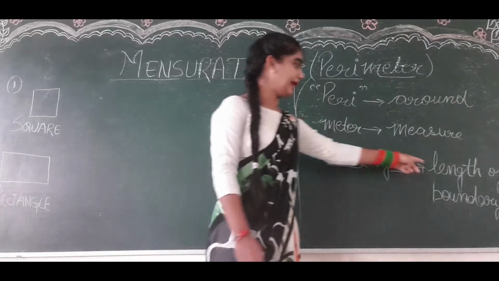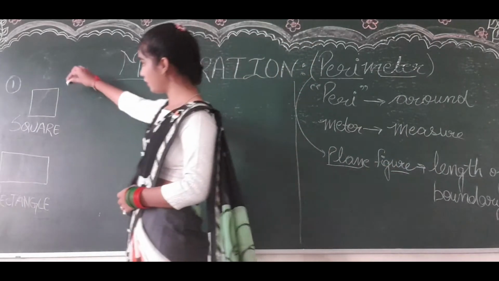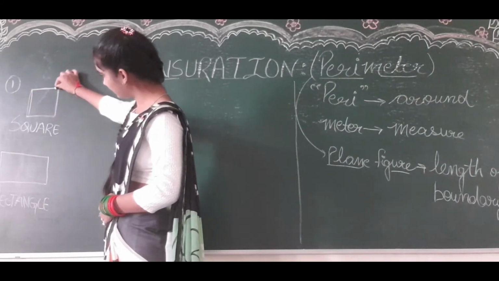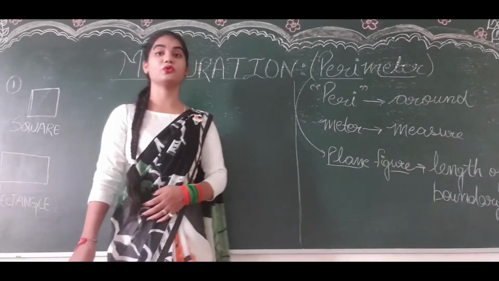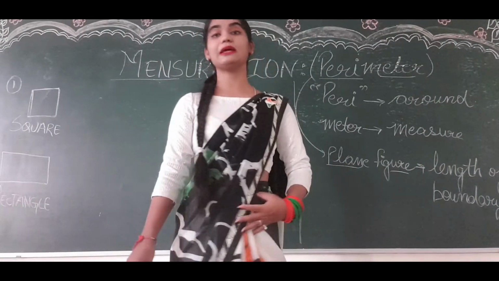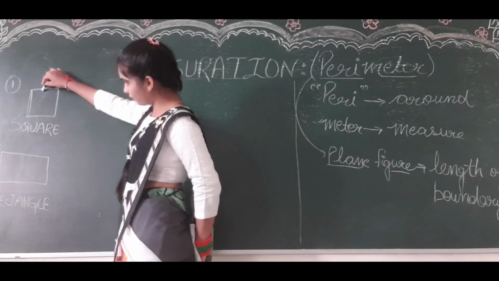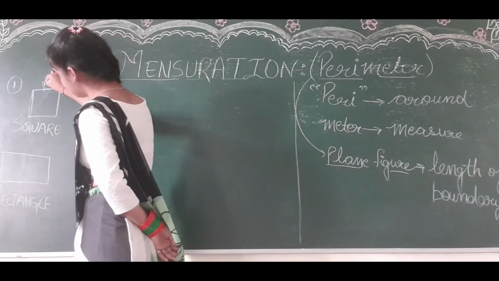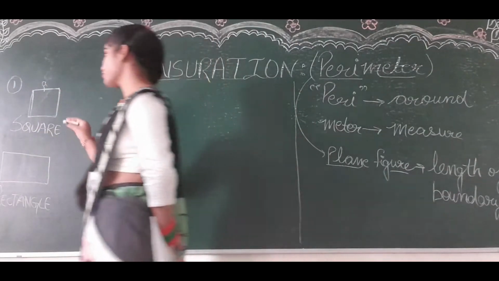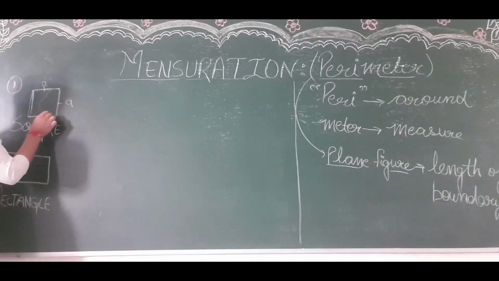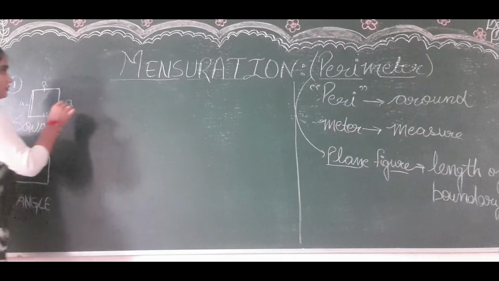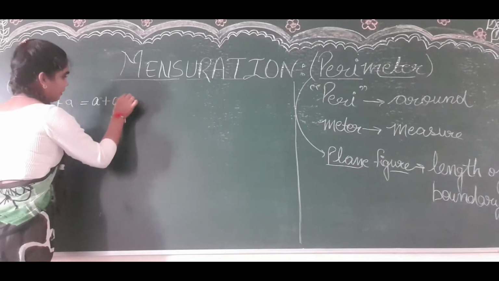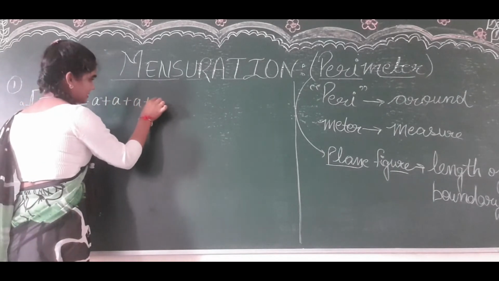Perimeter is length of boundary. Then what is the boundary? This is the boundary. The sides of the square are known as boundary. So what will be the length of boundary? Let's calculate. First side, let the length of the side be A. This is A. All sides are equal. So all four will be A. So length of boundary will be A plus A plus A plus A.